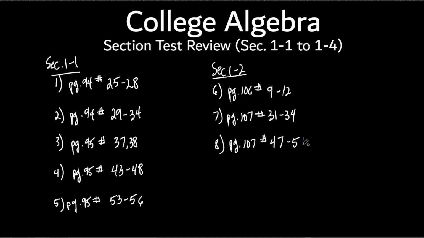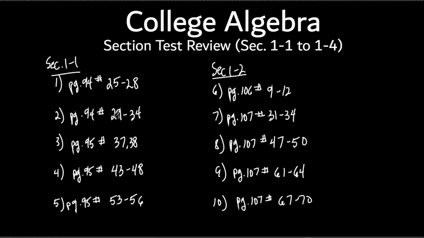47 to 50. And number 9. It's page 107 again. 61 to 64. And then number 10. It's page 107 again. And it's 67 to 70. All right, there's your test. Half of your test anyway, okay? So one of your problems is in here, here, here, and so forth. Everybody got the idea, right?